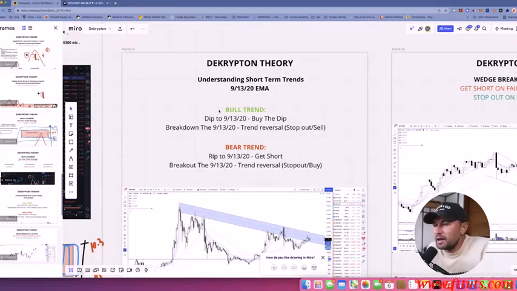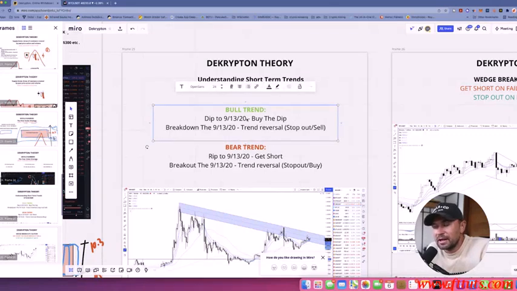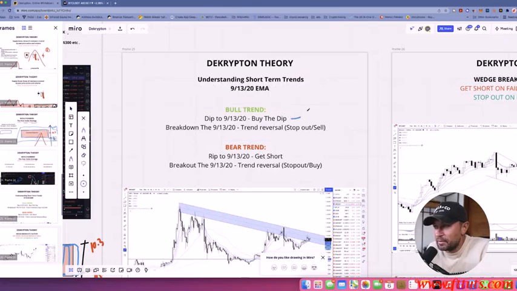So essentially, in a bull trend, a dip to the 9, 13, and 20 is an area where you're going to want to buy the dip if you're long, or if you're short, you might want to be locking in profits because there are going to be a lot of people buying the dip and things might just see a massive boost off that zone and you want to lock in some gains. But if things break down the 9, 13, and 20 EMA, this is definitely an area where things might just get absolutely crushed and you might want to stop out and sell.